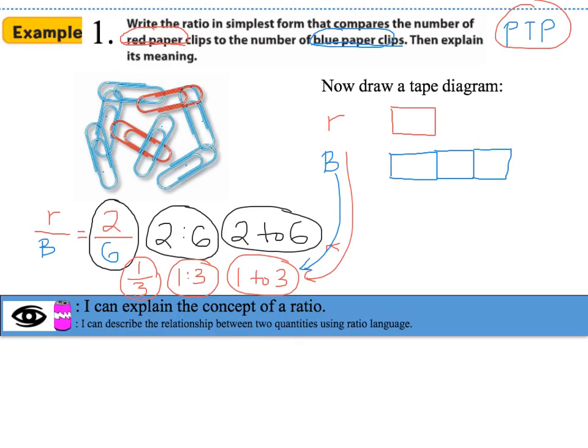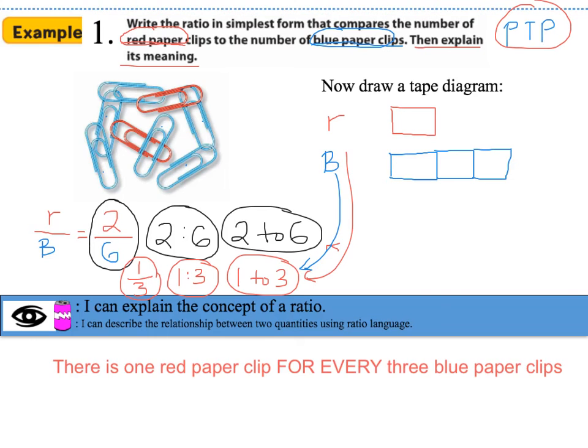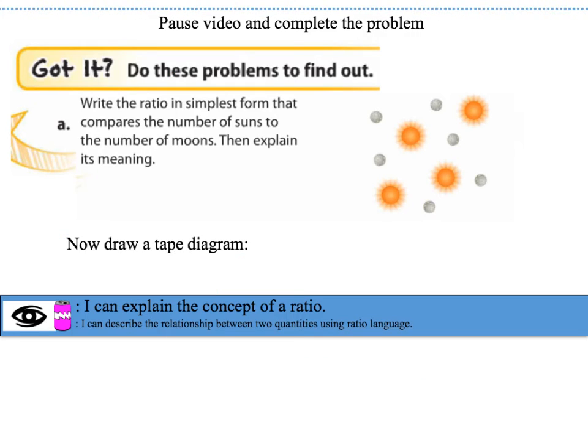So we've got one more thing to talk about. At the end of the problem it says, then explain its meaning. Well, this is what you can say. There is 1 red paper clip for every 3 blue paper clips. And that's describing the relationship between the 2 quantities. So pause the video, complete these guided problems, and we'll discuss the answers in class tomorrow. Please be sure that you draw a tape diagram inside of your composition book.